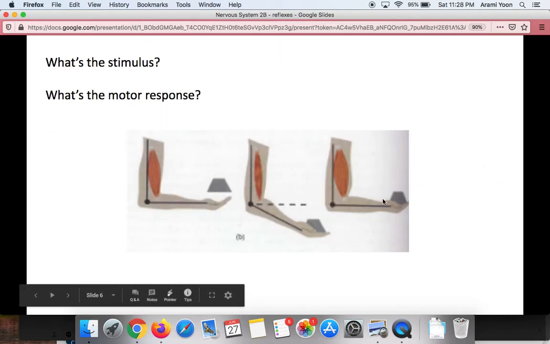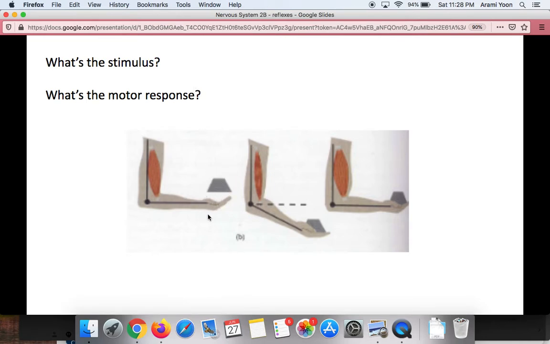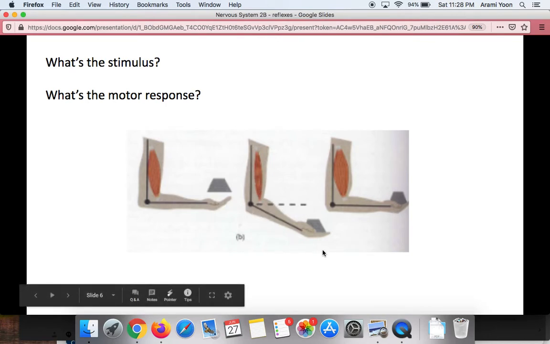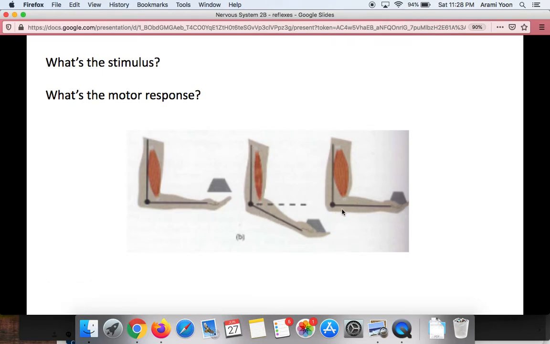So let's take a look at this example here. We've got a weight that's being dropped into this person's hand, and that weight is going to then cause the hand to pull down, and then the hand will reflexively come back up again.